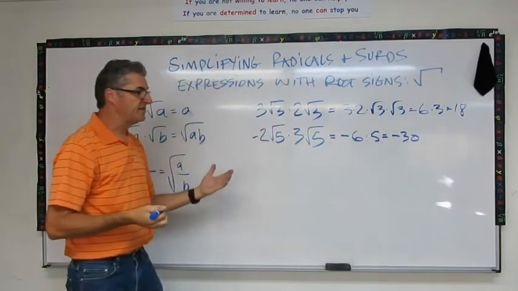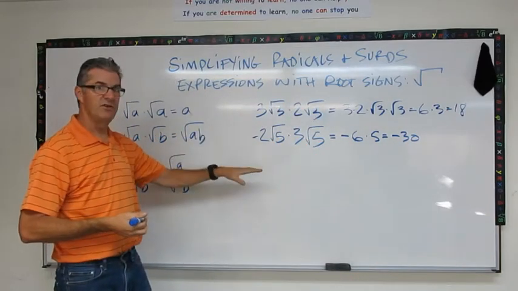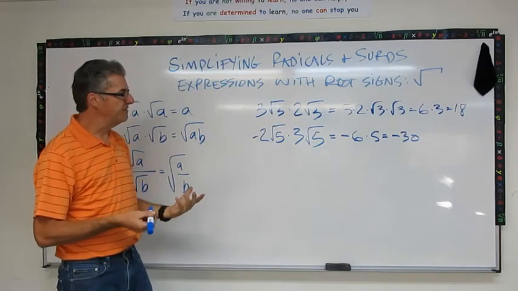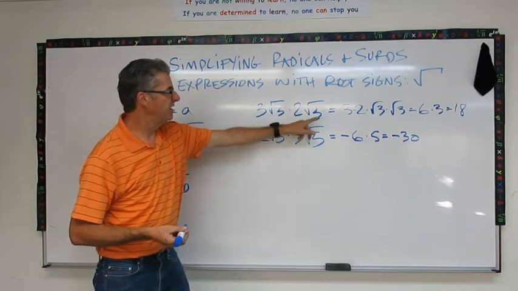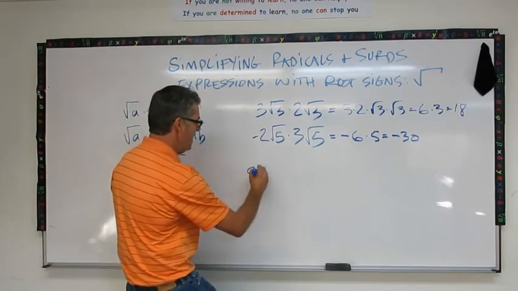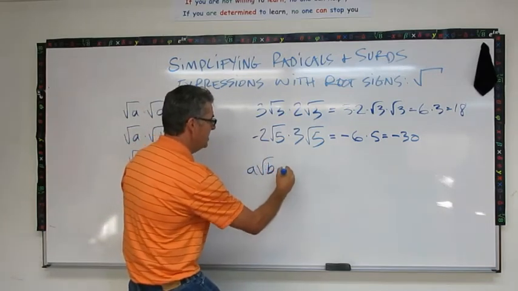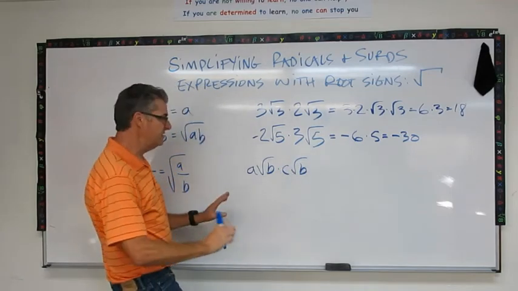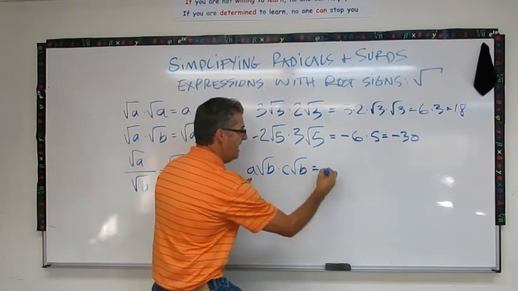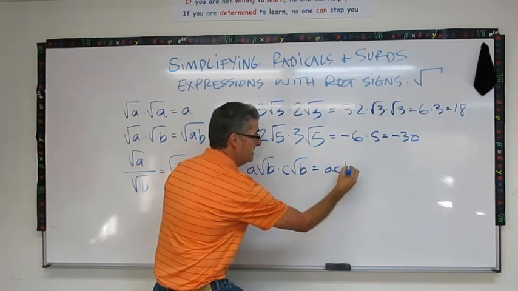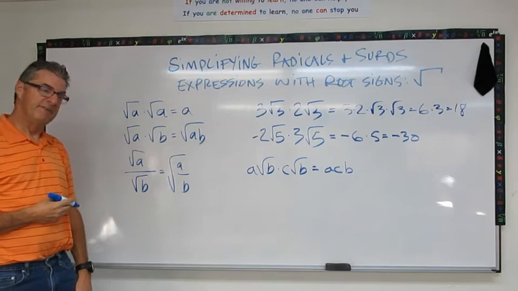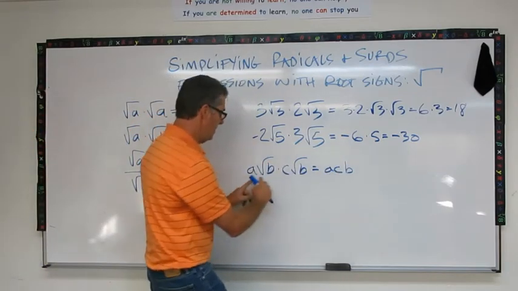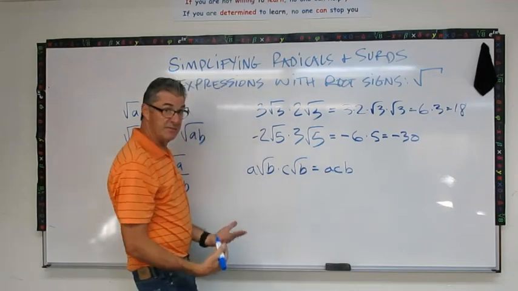So you probably noticed as I explain these, I'm starting to show fewer and fewer steps. It occurs to me right now, while we're recording this video, that we could make a rule here. We could say a times root b times c times root b. Again, rules have just general letters. This is going to be a, c, b, right? Because root b and root b are just going to become b, and a times c is going to be there, so it's going to be acb.